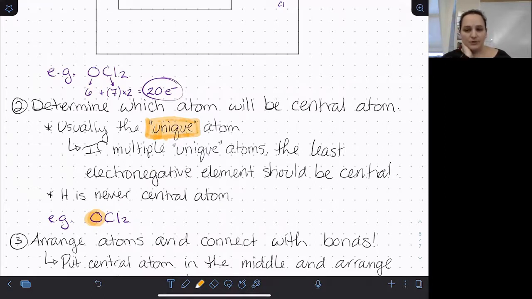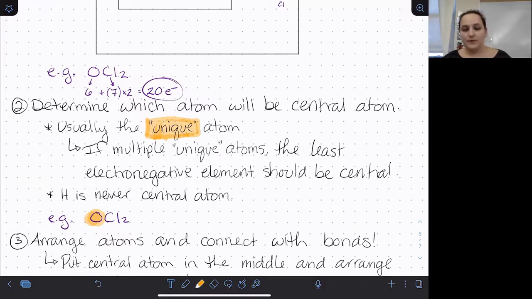In the event you have multiple unique atoms, the least electronegative element is generally going to be the central atom, and also note that hydrogen can never be a central atom. The reason for that is that its valence shell is the n equals 1, which only contains a single s orbital, and therefore its valence shell can only hold 2 electrons. One bond contains 2 electrons, so hydrogen can only form one bond at a time, so it can't be in the middle between multiple things forming multiple bonds.